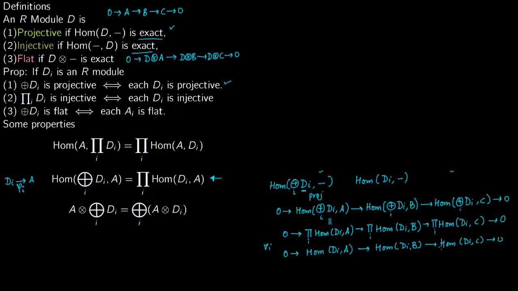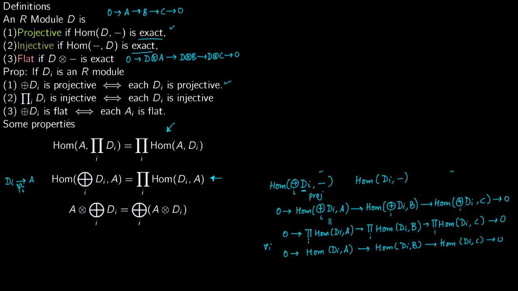Now, if you prove each of the sequences exact, that means each di is projective. Similarly, you can show this for this product here. For that, you will use this again. Now, since you're in the second part, it becomes contravariant.